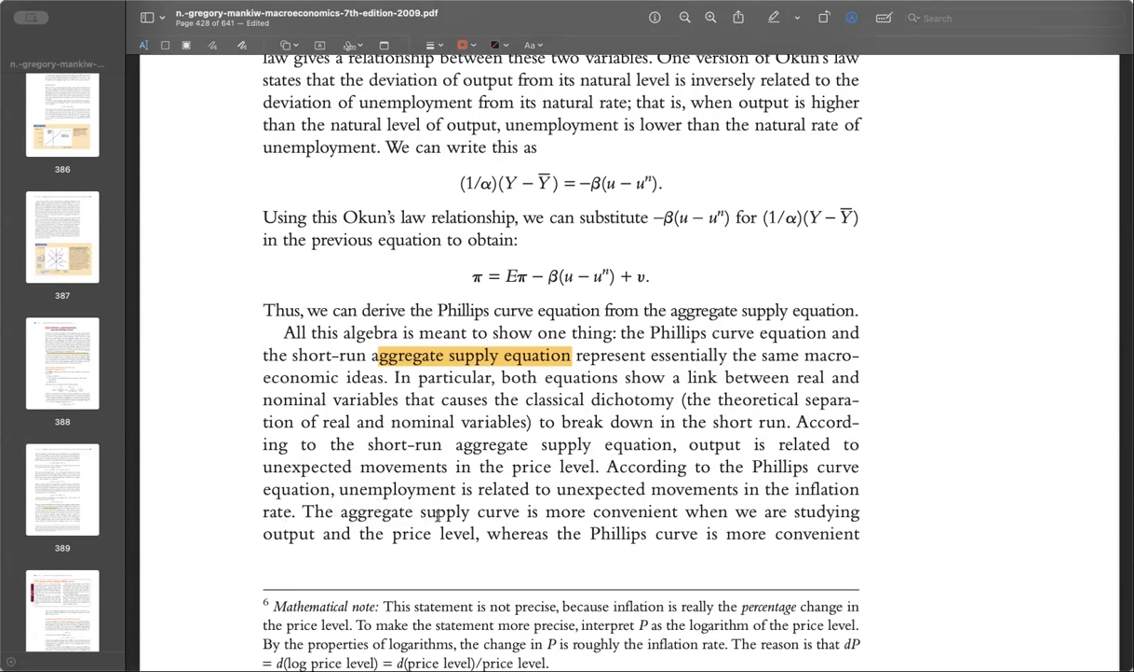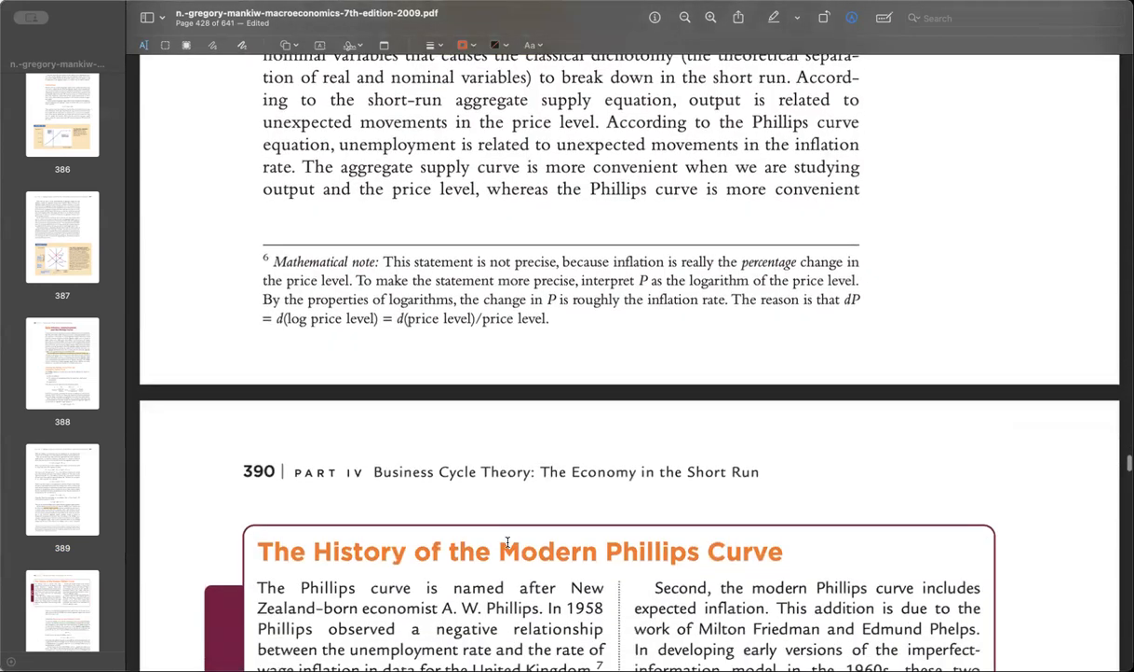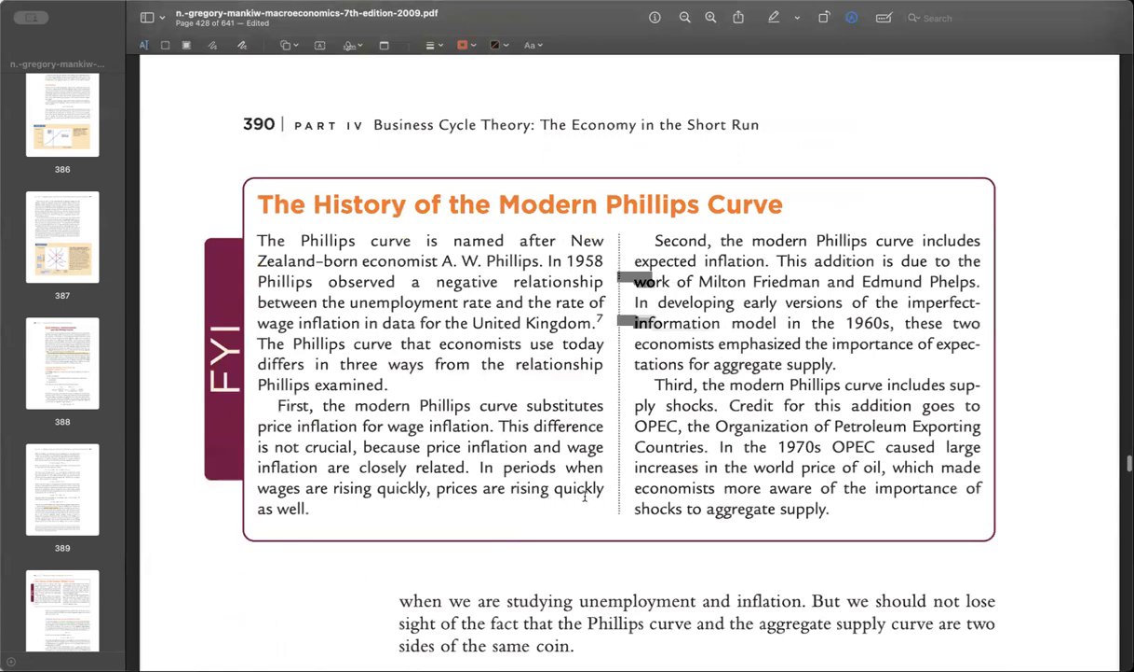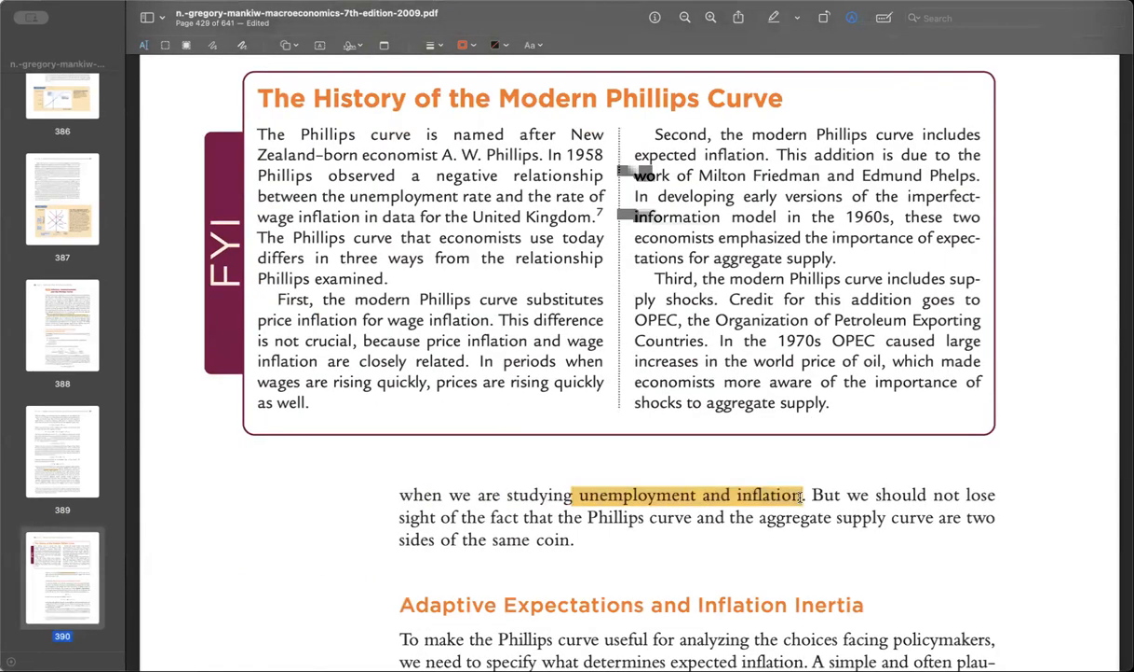The aggregate supply curve is more convenient when you're studying the price level, whereas the Phillips curve is more convenient when you're thinking about unemployment and inflation.